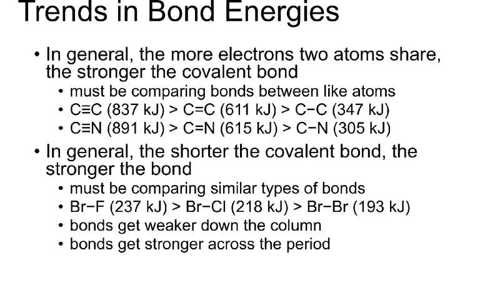And we can compare things like the bonds between bromine and fluorine, bromine and chlorine, and bromine and bromine. And we see that the bonds are getting weaker as we go down the column, and they'll get stronger across the period, again, because your atomic radius is decreasing across the period.